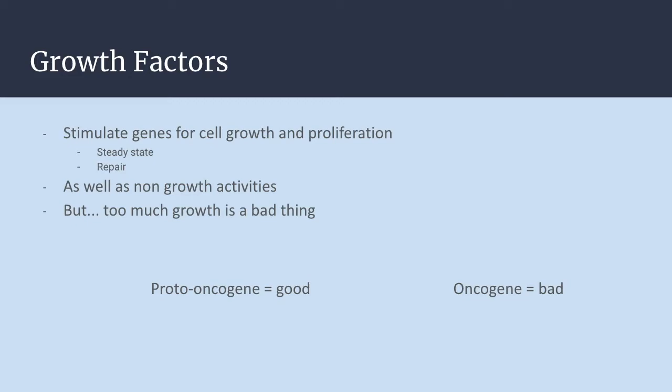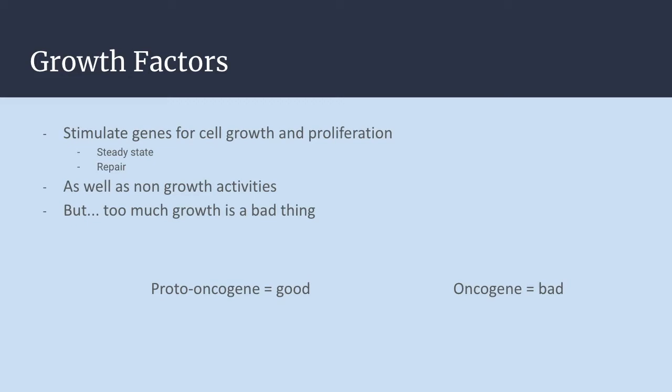Now this can also drive a bunch of non-growth activities, so this can tell cells to move somewhere, so migrate. This can tell cells to differentiate as well as produce some kind of product, so their synthetic capacity. And now these growth factors are involved both in the proliferation of cells in the steady state, as well as after any kind of injury. So when a cell is damaged beyond repair and it is going to die, obviously you need to replace it, so that's where these will come in.